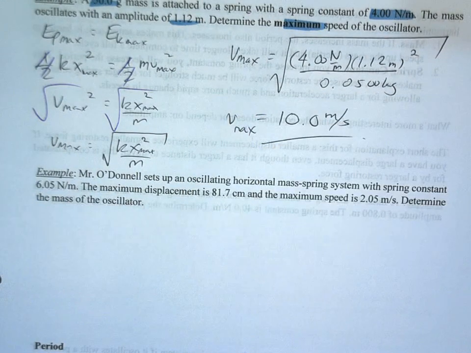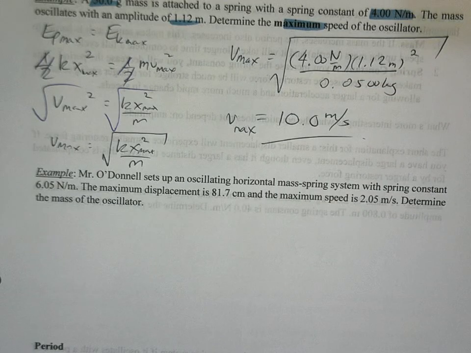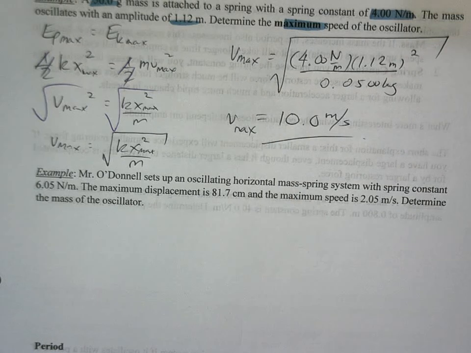or at least that is its maximum speed. So it's going to start out 0 at the amplitude. It's going to make its way to equilibrium. Once it hits equilibrium, it's going to travel at 10 meters per second. It's going to slow down to 0 for it to reach the amplitude. And it's just going to continue bouncing back and forth between the amplitudes.